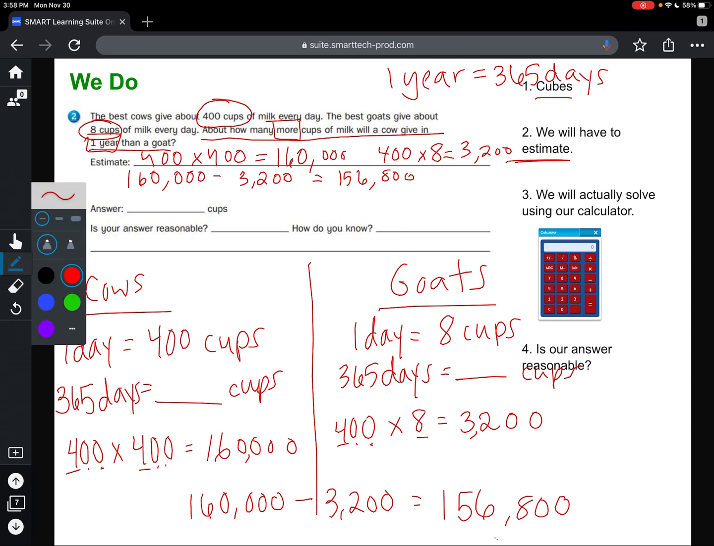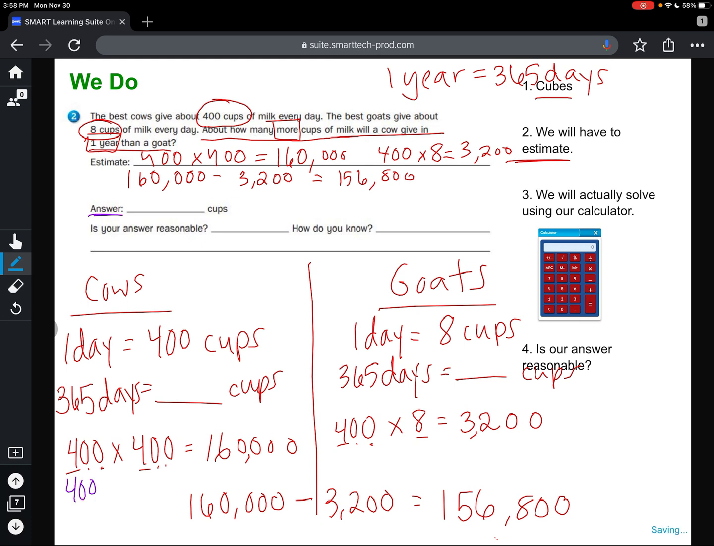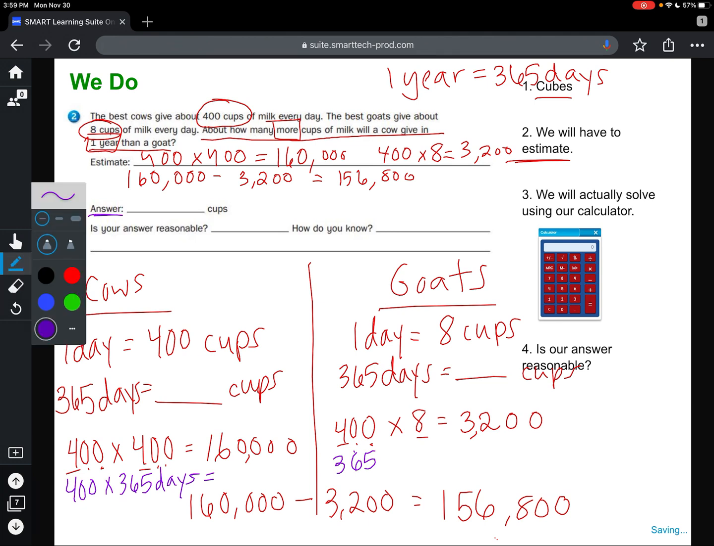Now to find my actual, this is really when I'm going to use my calculator. When I find my answer, I'm going to do the 400 cups times 365 days, and that gives me 400 times 365. Go ahead and do that in your calculator, and then you're going to do 365 days times 8 and that will give you how much milk the goats produce in a year.